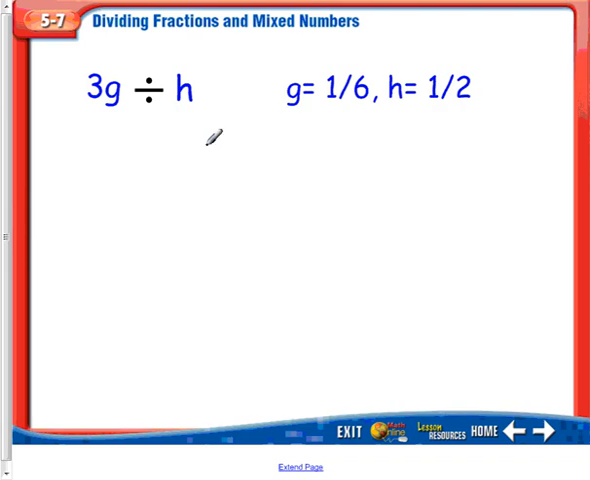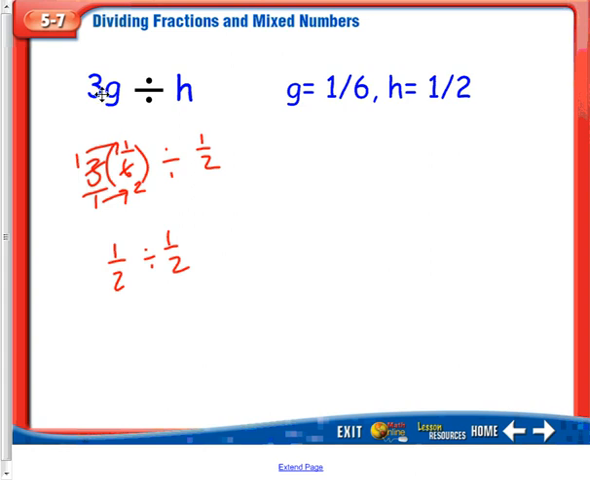All right, so this one we're going to be substituting. So 3 times g divided by h, where g is 1/6 and h is 1/2. So 3 times 1/6 divided by 1/2. All right, so 3 would be 3 over 1. So then I can cancel the 3 and the 6 to a 2. So then 1 times 1 is 1, and 1 times 2 is 2, divided by 1/2.